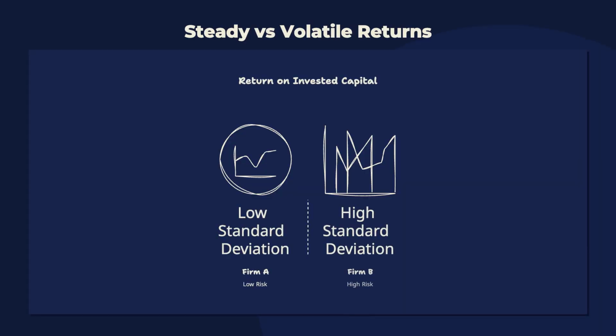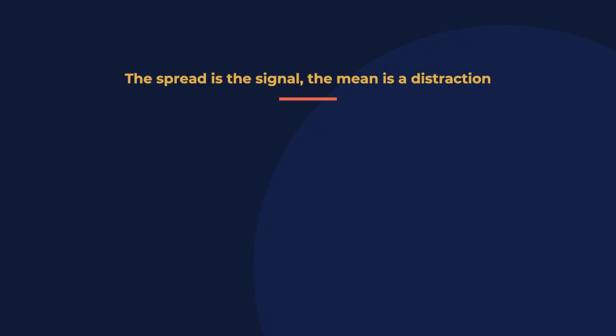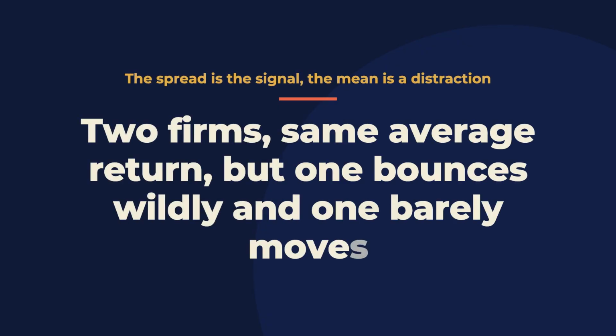Picture two firms with the exact same average return on invested capital over several years. One firm's line stays nearly flat, clustering tightly around that average, while the other's line lurches wildly between banner years and losing years. The subtlety that catches people is this: a high average return does not mean a firm is safe. The wider the scatter, the larger the standard deviation, and the greater the business risk, even when the averages match exactly.